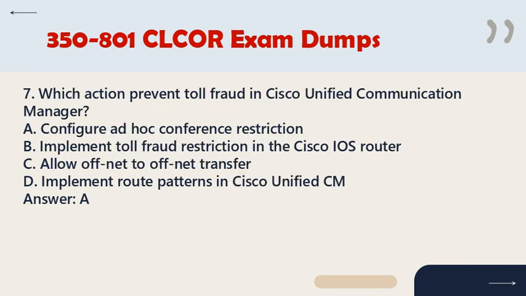7. Which action prevents toll fraud in Cisco Unified Communications Manager? A. Configure ad hoc conference restriction. B. Implement toll fraud restriction in the Cisco IOS router. C. Allow off-net to off-net transfer. D. Implement route patterns in Cisco Unified CM. Answer: A.